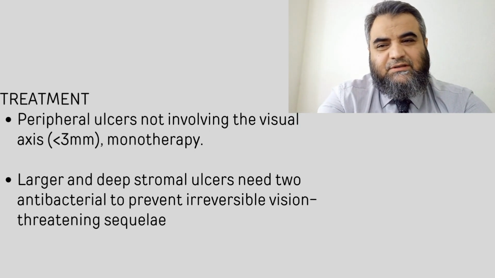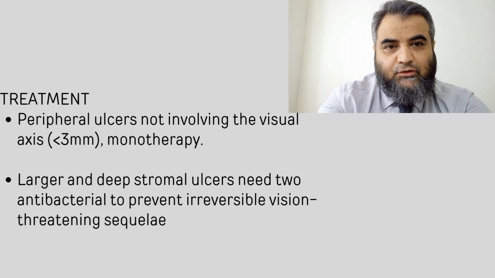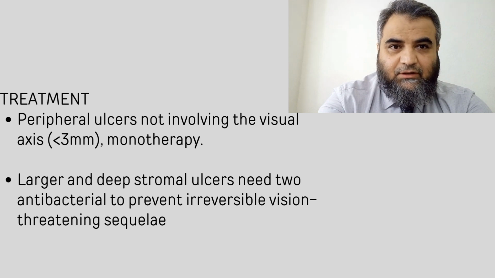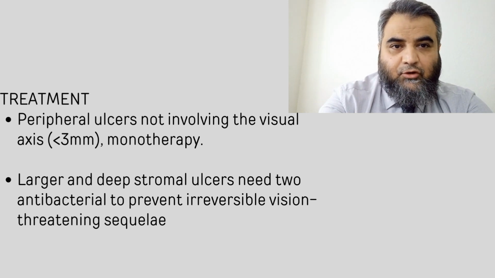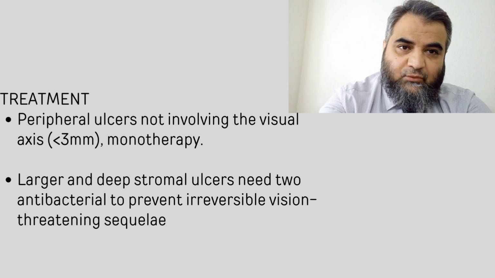As mentioned, if there are small ulcers less than 3 millimeter in the periphery and they are not involving the visual axis, then monotherapy with moxifloxacin and quinolones can be used. But if it is a bigger one, stromal ulcers, then we usually start the fortified eye drops. Two types of fortified eye drops to cover the broad spectrum, gram positive, gram negative, all types of organisms, to protect the eyeball and also the vision.